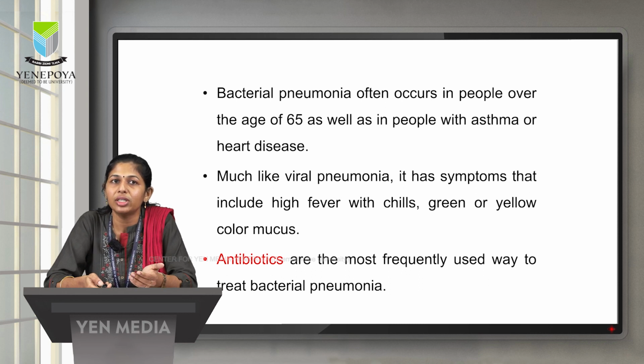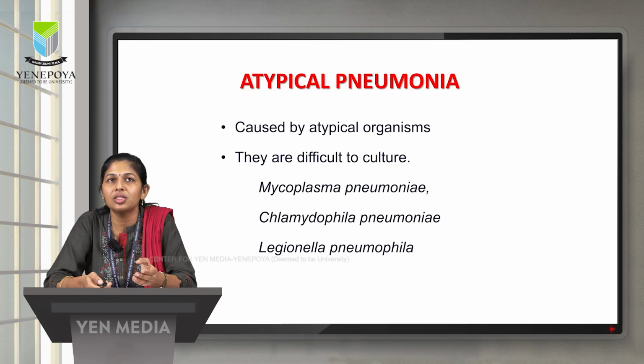Other than fever with chills, the patient can have green or yellow colored mucus. We have already seen what bacterial pneumonia is and what the causative organism is. So how would the treatment be? Antibiotics are most frequently used to treat bacterial pneumonia. So this is all about bacterial pneumonia. So far we have discussed viral pneumonia and bacterial pneumonia, and the third one is atypical pneumonia.